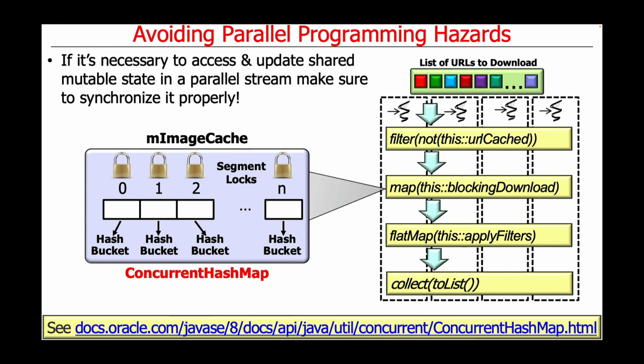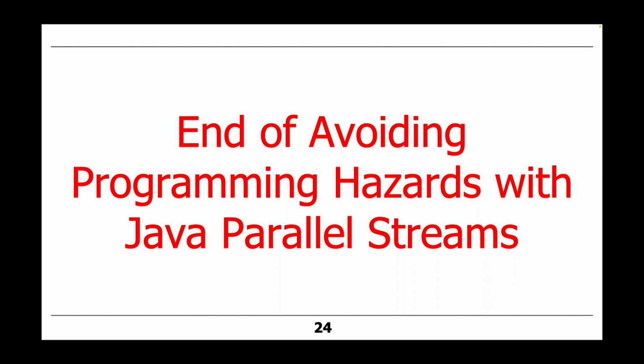If you want to learn more about concurrent hash map, I'll be happy to show you other videos. There are some nice discussions that appear in various web sources that will tell you how it works under the hood. It's really cool. Or you can look at the source code, which may be a bit more mystifying, but it's pretty interesting. Okay, so that's the end of our discussion of avoiding programming hazards with Java parallel streams.